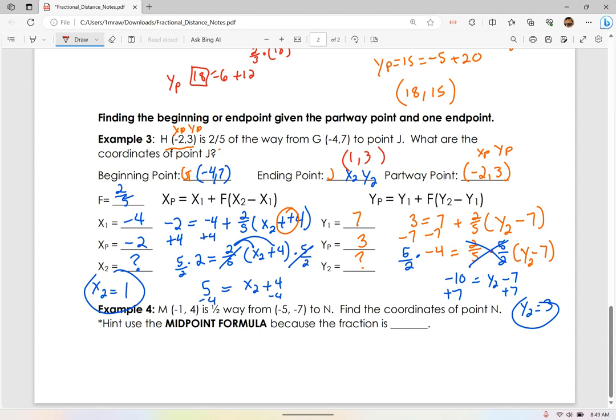Okay. All right. And then last one's kind of the midpoint. M is the halfway point. All you're doing is finding a midpoint formula, right? Because the fraction is 1/2.